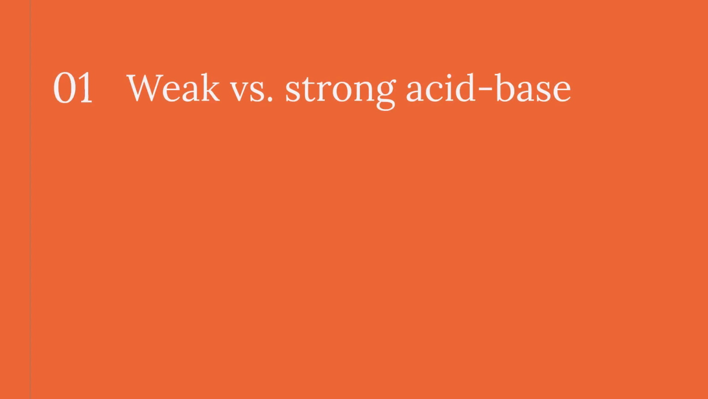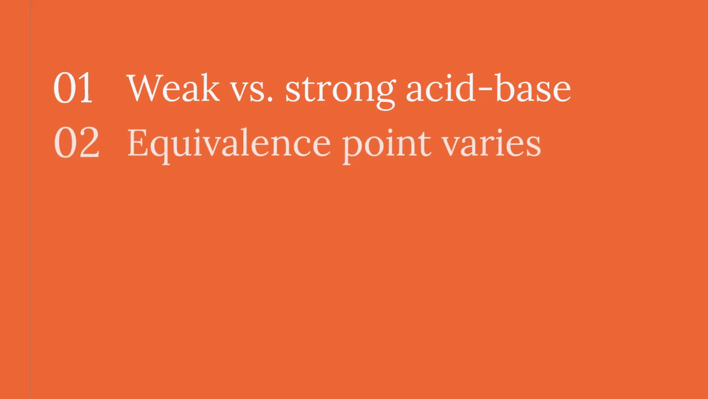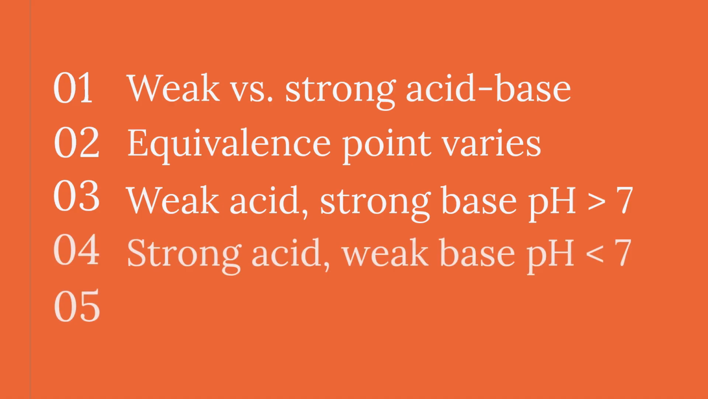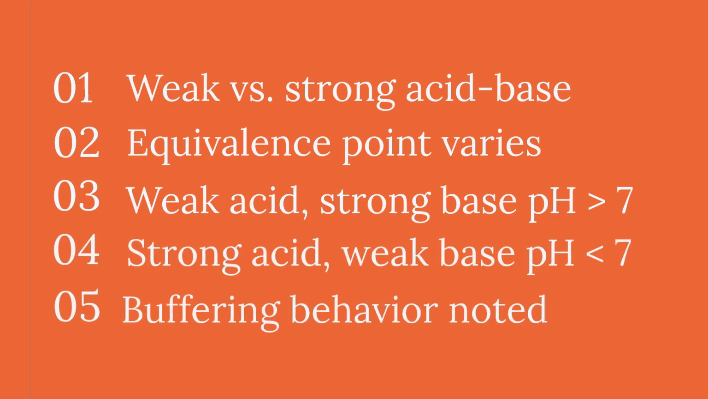pH curves demonstrated that weak and strong acid-base combinations differ in equivalence points. Weak acid with strong base had a point above pH 7. Strong acid with weak base had a point below pH 7. The curves also showed buffering behavior. The conclusion was scientifically valid.